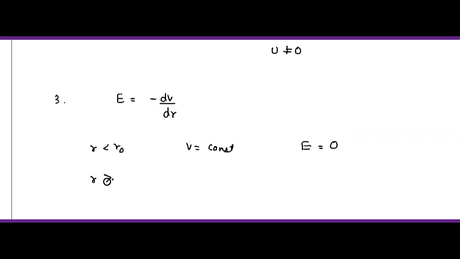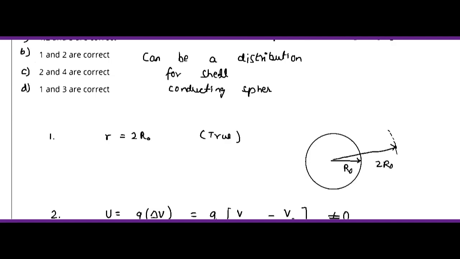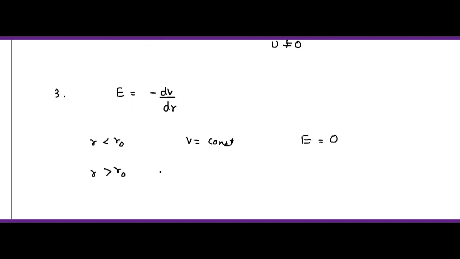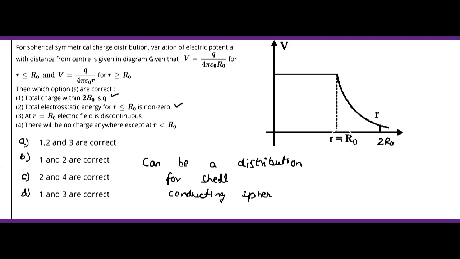Now if we take R greater than R naught, that means just to the right of R naught, where R naught is the radius of the sphere.